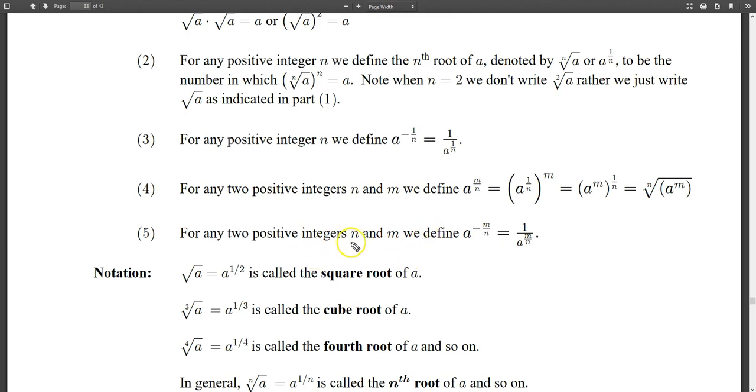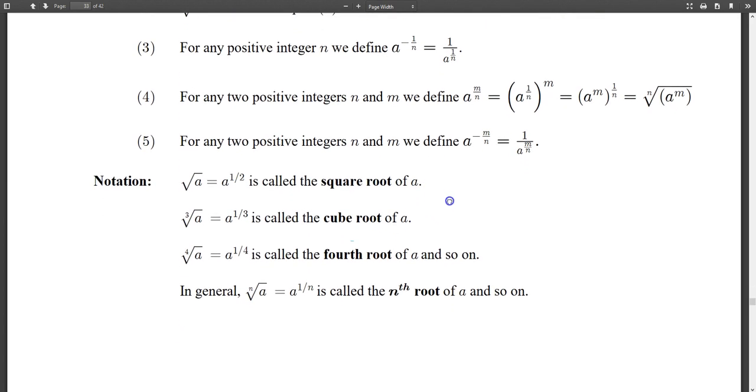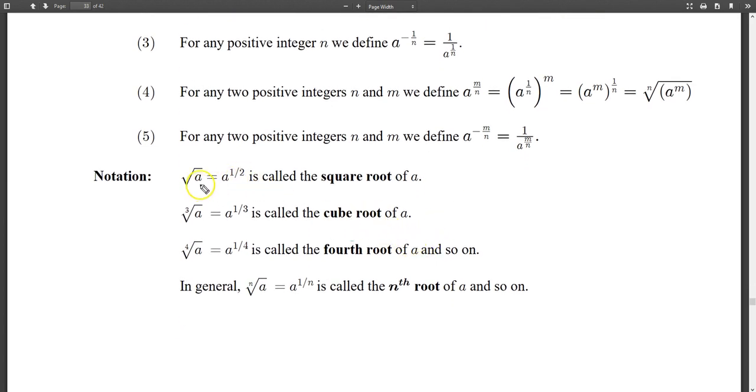Now, for two integers n and m, we also define this. A to the negative m over n power is 1 over a to the m divided by n power. And then just some notation. We've already talked about this a little bit. A to the 1/2 is called the square root. A to the 1/3 is called your cube root. A to the 1/4 is the fourth root, and so on. In general, a to the 1 over n is called your nth root. Now let's look at some examples.